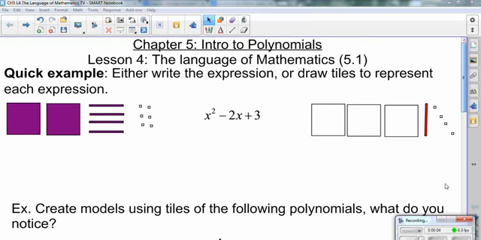Okay, so by popular demand, we are doing the lesson 4 video for chapter 5, polynomials. This is still part of the intro section. This is the last little bit before your quiz next week.